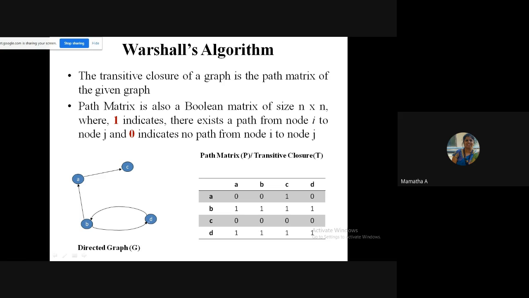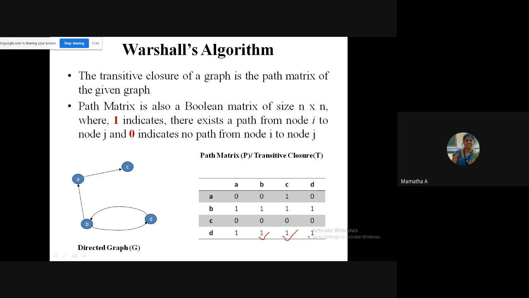Then D to C, sorry, D to B. D to B, there is an edge. Yes. D to C. Is there a path? Yes, ma'am. Okay. Which edges form the path for me? Ma'am, D to B, B to A to C. Yes. So I put 1. Similarly, D to D. Yes. D to B, B to D.